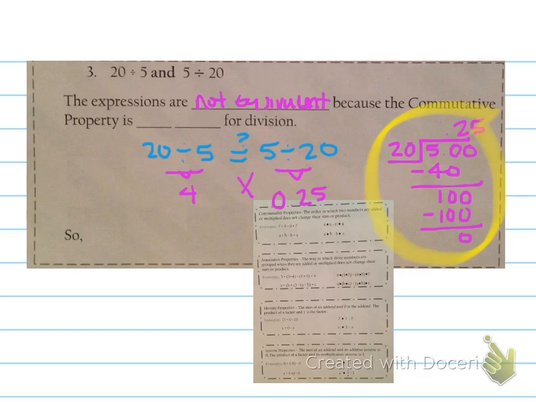So 20 came first right here, but comes second here, and 5 comes first here, second here, but first there. And that is our good old commutative property. Our commutative property has that. So we say that 20 divided by 5 is not equivalent to 5 divided by 20 because the commutative property is not true for division.